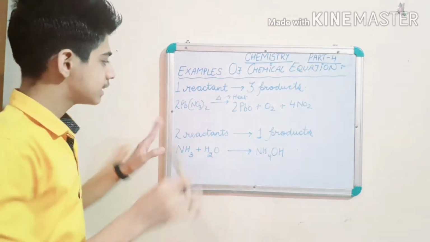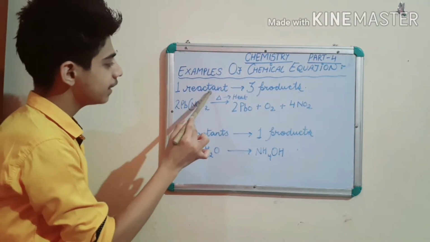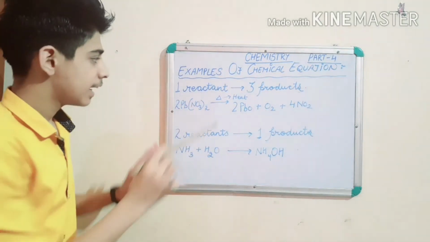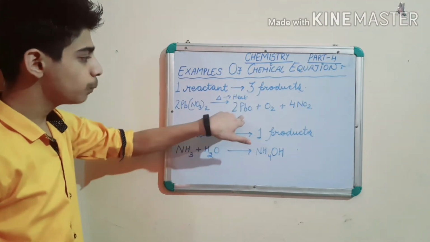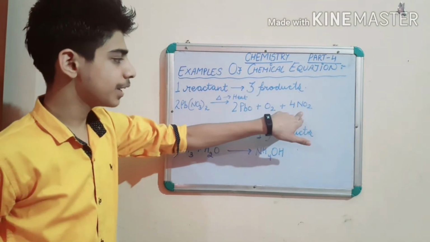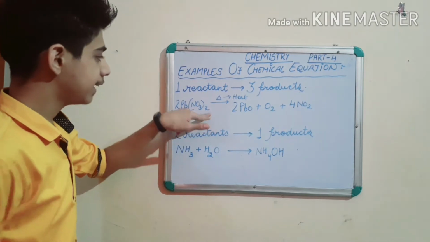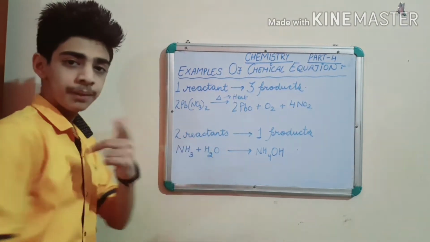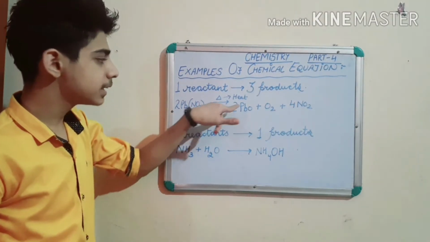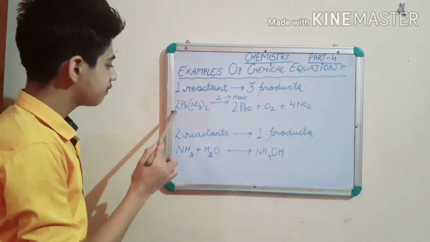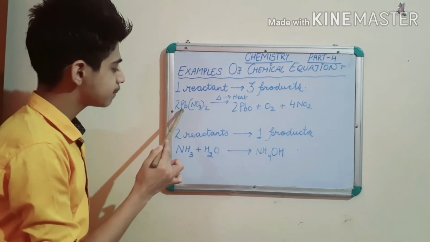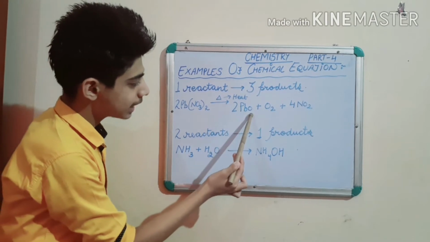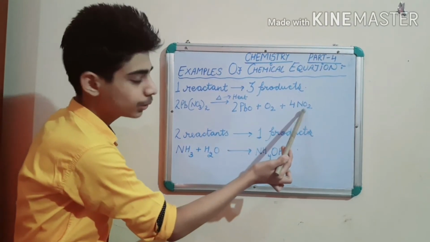So see now, here we have taken one reactant, 2Pb(NO3)2. It is giving 3 products, 2PbO plus O2 plus 4NO2. It is a chemical equation. See, and this triangle sign above the arrow represents heat. Means this reaction needs heating to proceed. If we heat lead nitrate, it will give us lead oxide, oxygen and nitrogen dioxide.